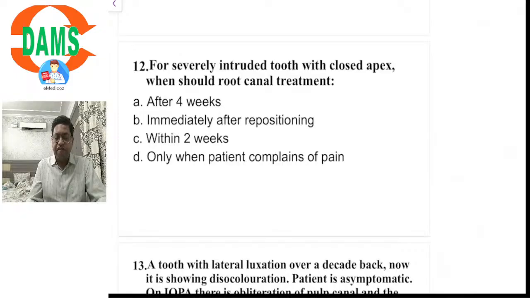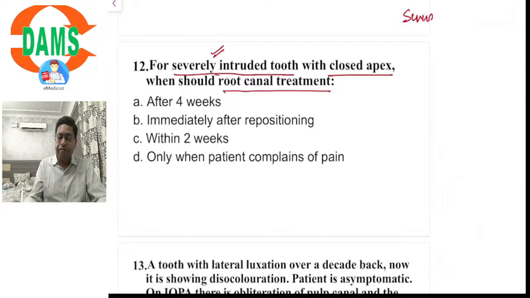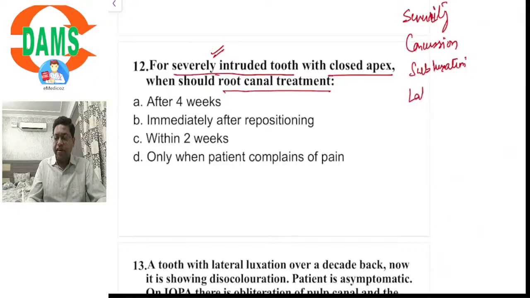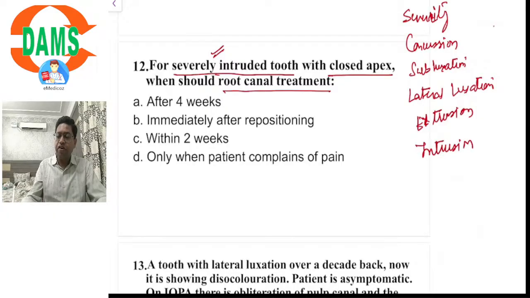Coming over to question number 12. For severely intruded tooth, another type of luxation injury with closed apex, when should the root canal treatment be done? Okay, we know that intrusion is the most severe form of luxation injury. Luxation injuries, severity: concussion, then subluxation, then lateral luxation, then extrusion, and then intrusion. The severity of the injuries increases like this. Concussion is the least severe, intrusion is the most severe type of luxation injury.